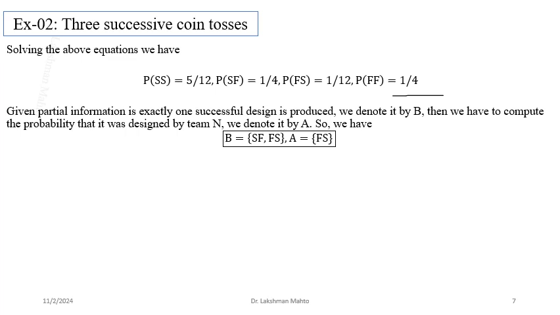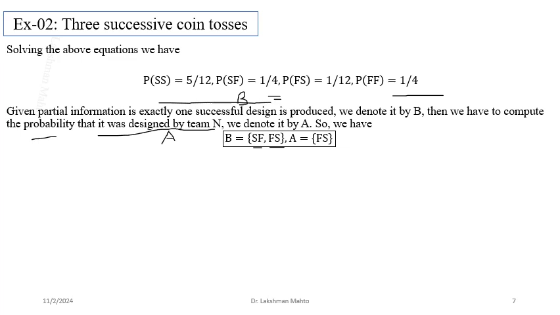The given partial information is exactly one successful design is produced. When you see exactly one successful design, that is FS or SF. So call it event B, which contains SF and FS. And what probability are you willing to compute? The probability that it was designed by team N. Designed by team N means FS. Denote it by A.